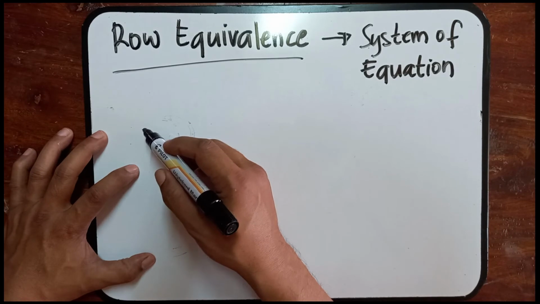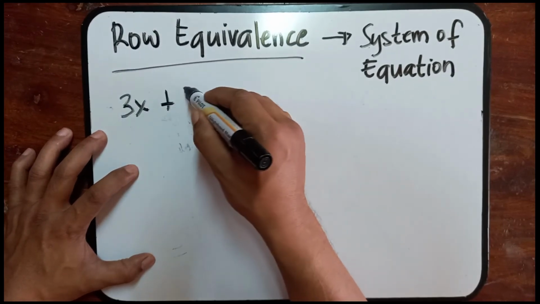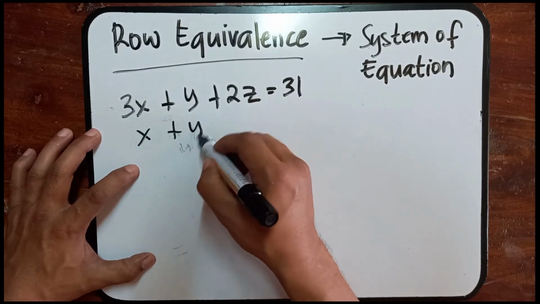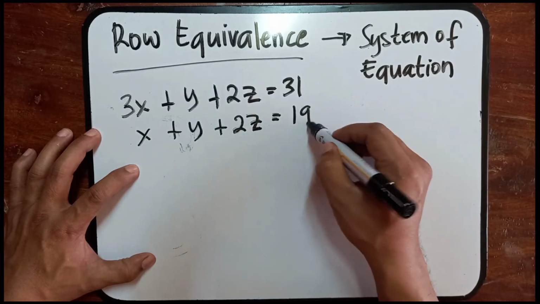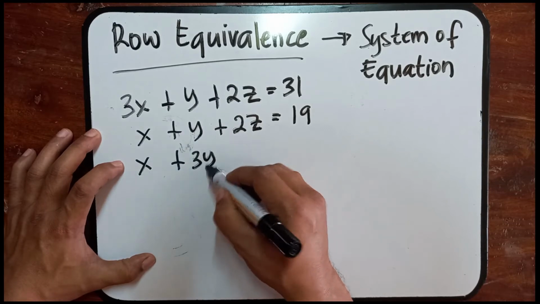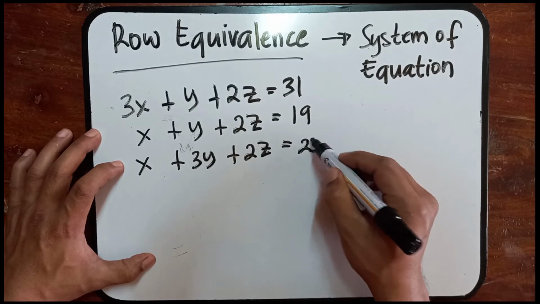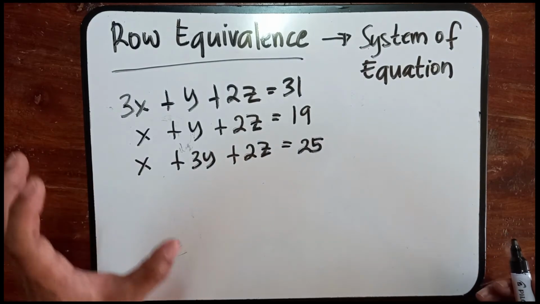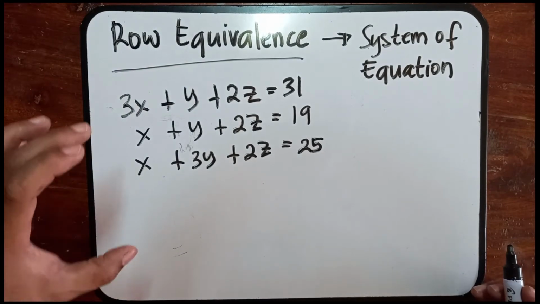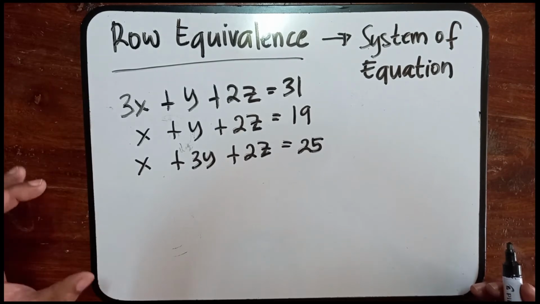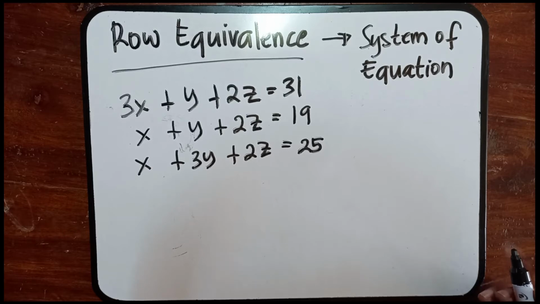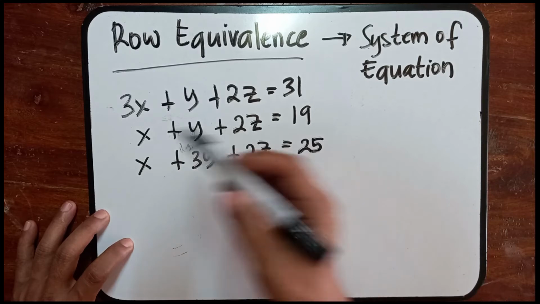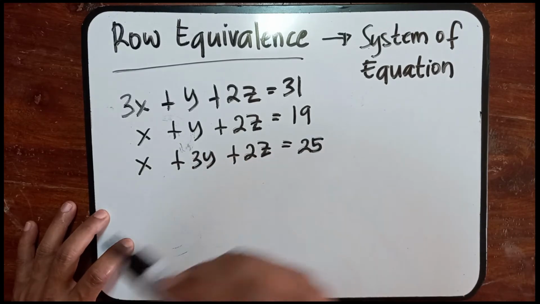So let's say you're given this system of equation. So let's say this is the system of equation. Now, when we apply a row equivalence on this system of equation, the first step that we have to do is to transform these equations into augmented matrix. So what is the augmented matrix? Augmented matrix meaning we'll just copy everything here and then put those numbers inside of braces. Okay, so let's do that.